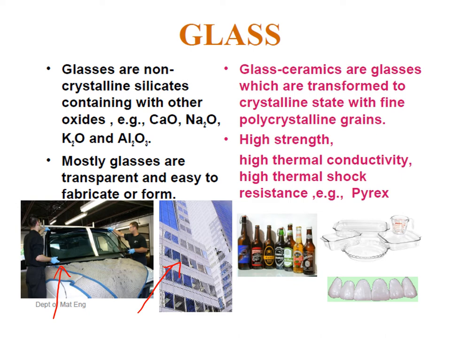A special type of glass is called glass ceramics, which are glasses that are transformed to crystalline state with fine polycrystalline grains. This type of material has high strength, high thermal conductivity, high thermal shock resistance, and for example, Pyrex is one of the popular examples of glass ceramics.